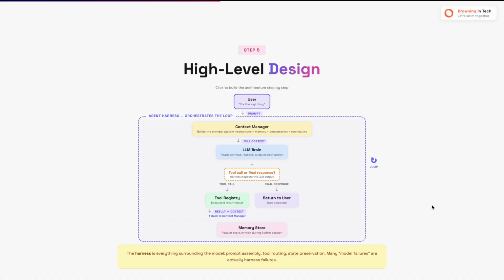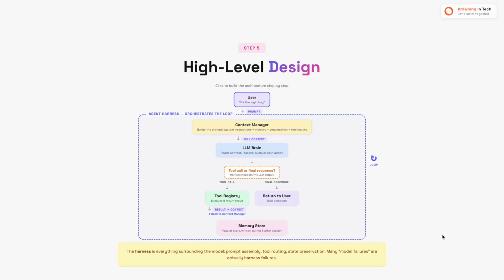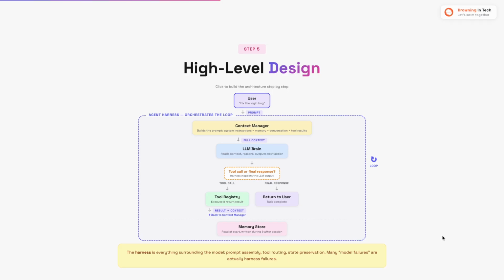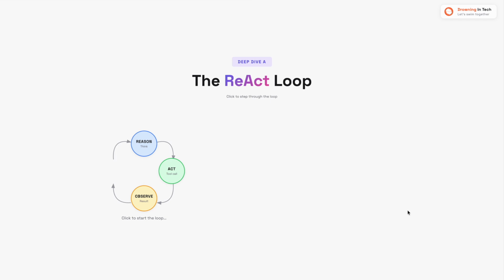It is read at the start of the session and written to during and after. One important thing, when people say "AI made a mistake," it's often not the model, it's the harness. The context was assembled wrong or a tool result wasn't routed back properly. The model can only reason about what it can see. Now, let's deep dive into the heart of the system, the ReAct loop.